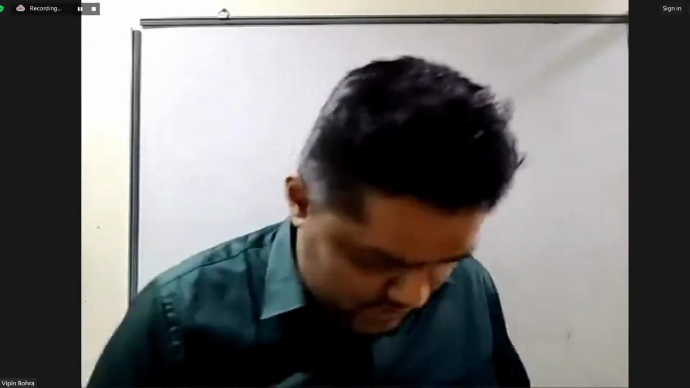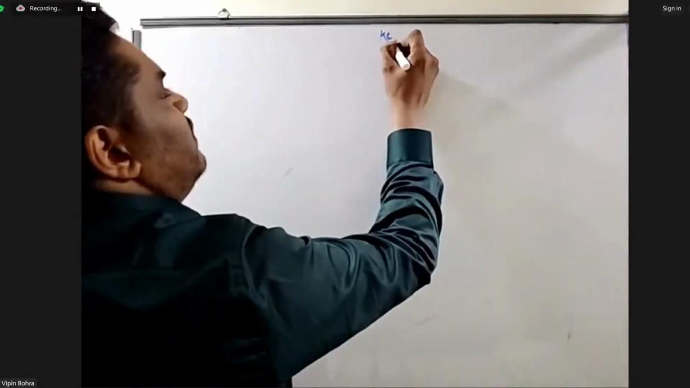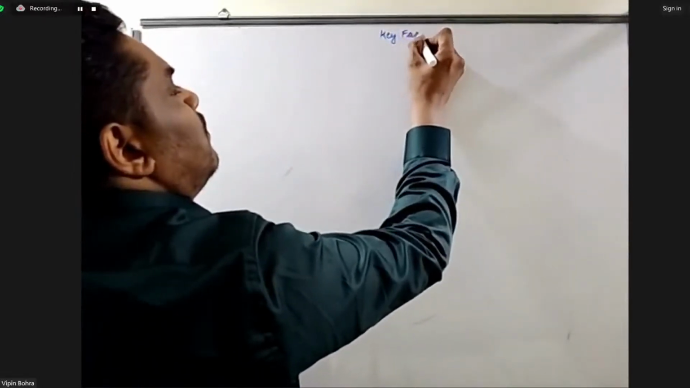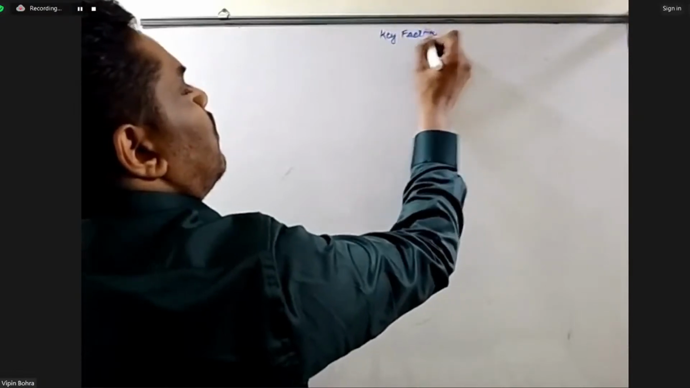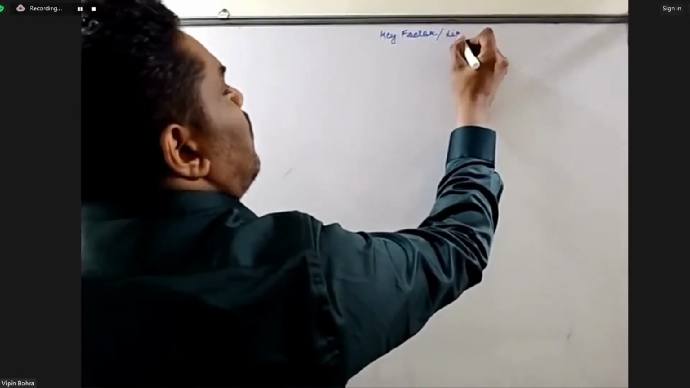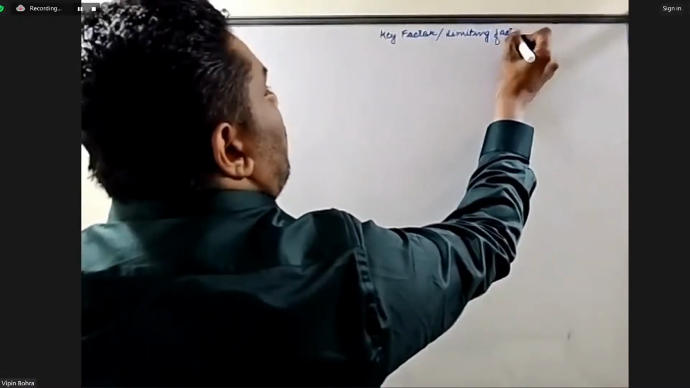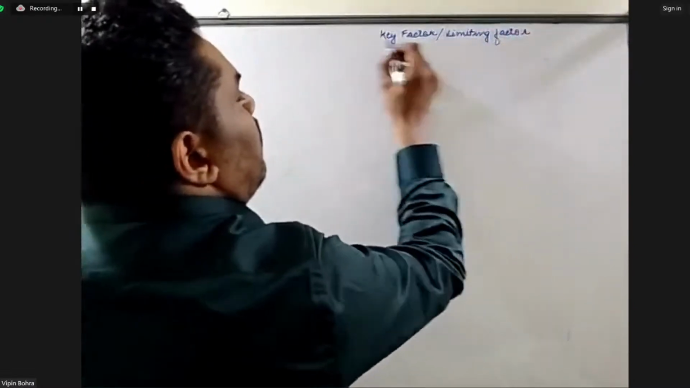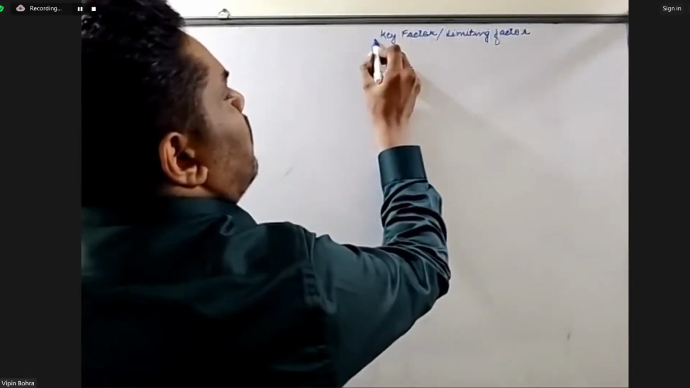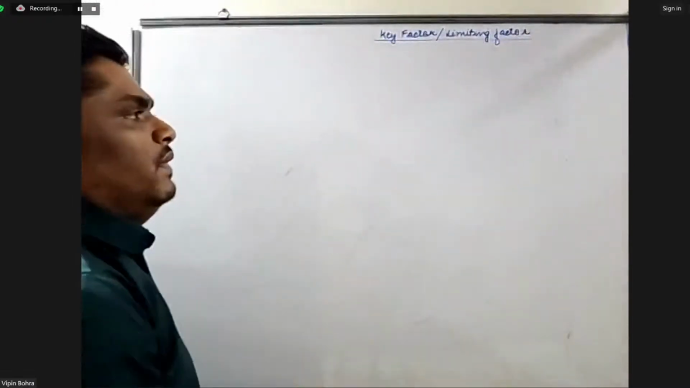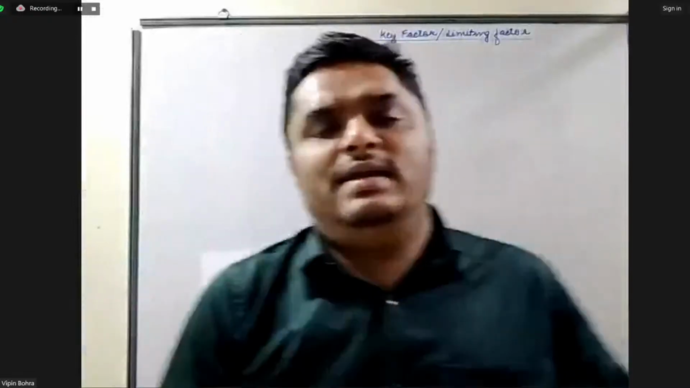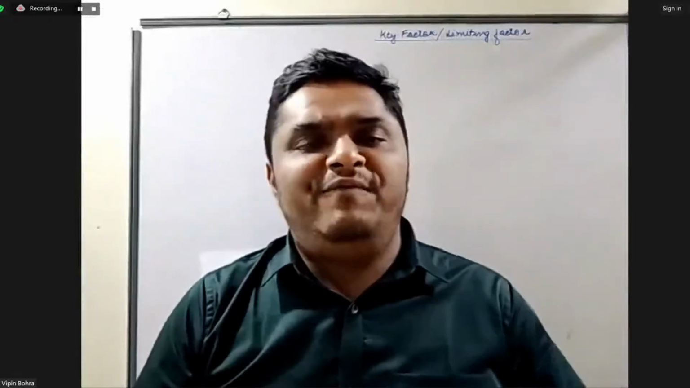So let's start with the next part of the chapter that is relating to decision making. Let's start with the first part, that is key factor or limiting factor. Now let me discuss this concept with the help of an example.